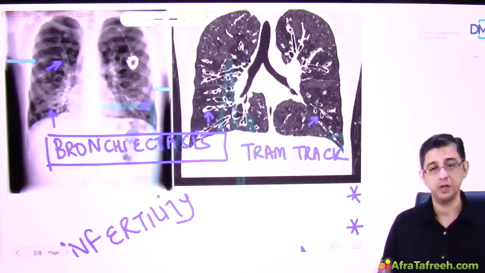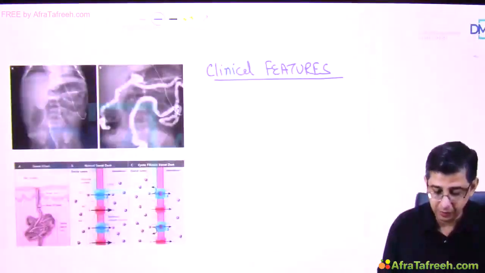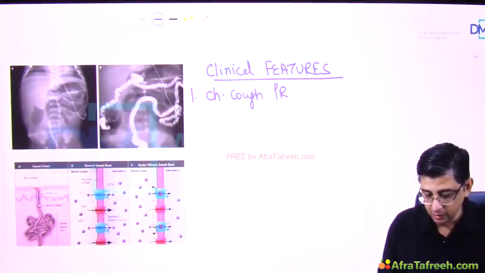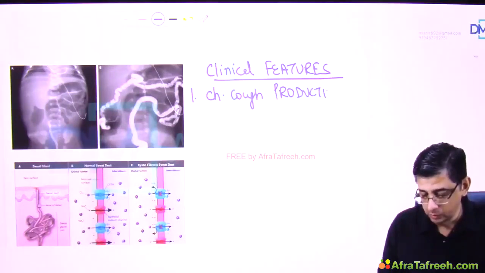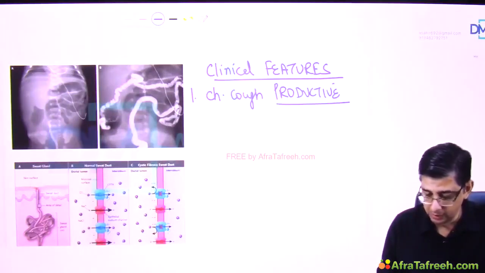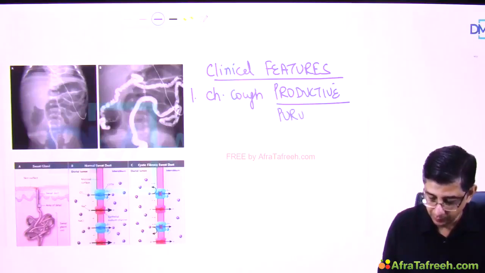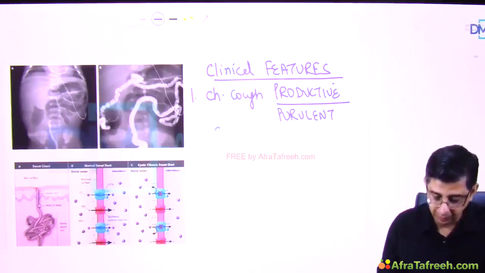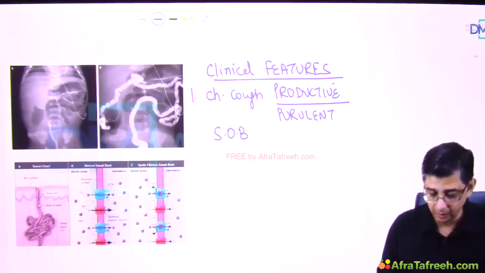Therefore, let's just summarize the important clinical features of this disease. Let us now discuss the clinical features of this disease. The first one would be presentation of chronic cough in a patient, which would be productive in nature and would be purulent. So, foul smelling pus can be described in the MCQ. As the disease will progress in the patient, there could be development of shortness of breath in the patient, or dyspnea on exertion could be written.